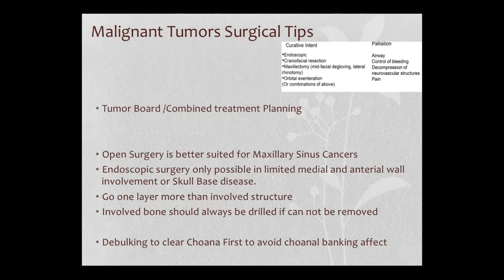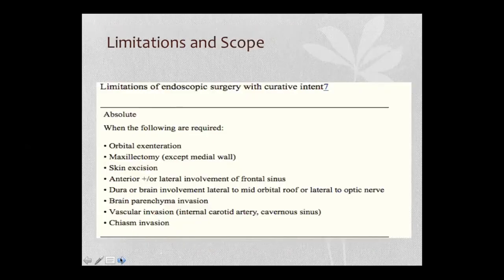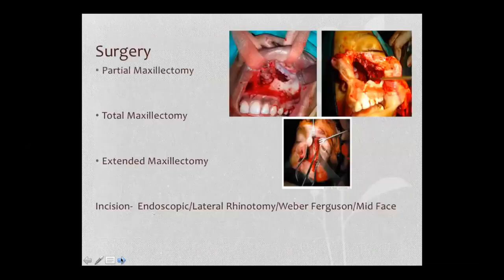If you are doing an endoscopic approach, debulk the tumor and clear the choana first to avoid the choanal venting effect, so that the bleeding goes into the nasal cavity, although this does not apply to open approaches. Endoscopic surgery has a very limited role in maxillary sinus cancers, and only the medial wall of the maxilla can be very well removed. If the rest of the walls are involved, open surgery suits better.